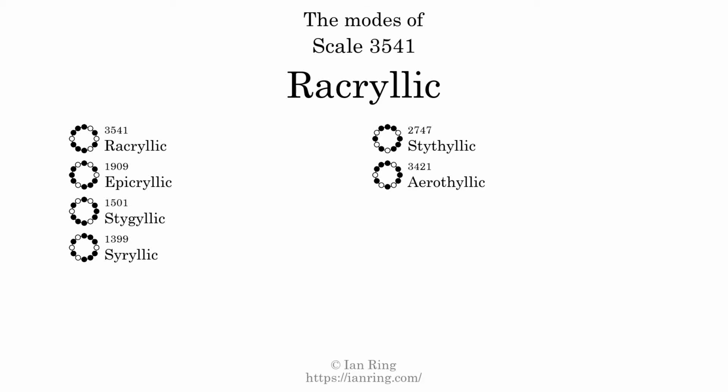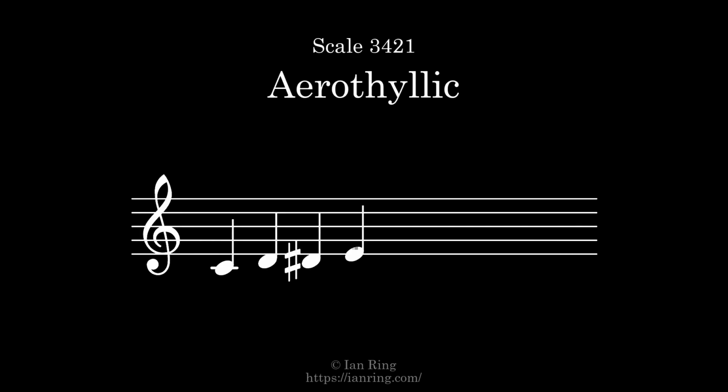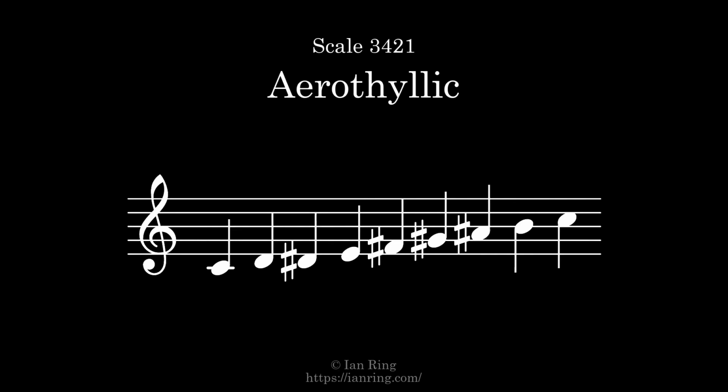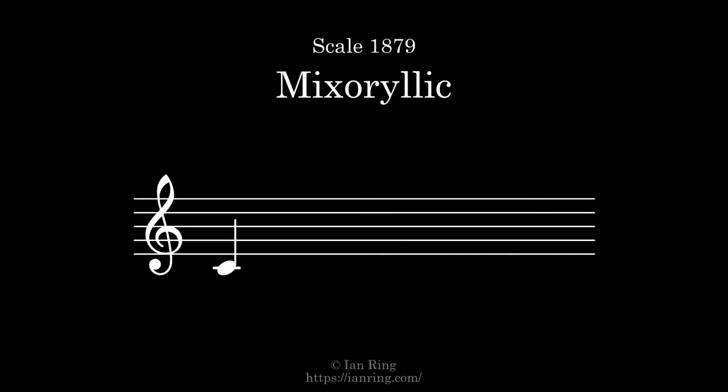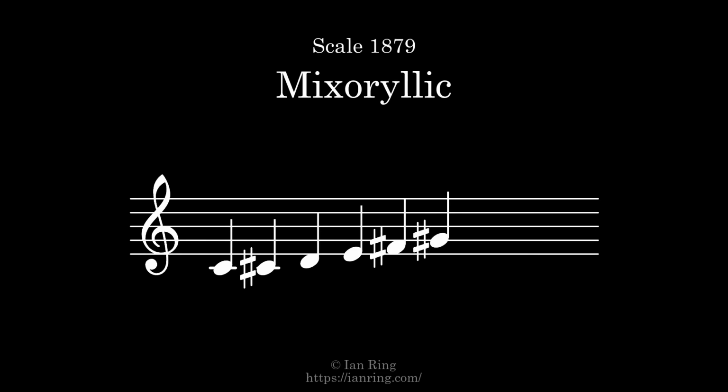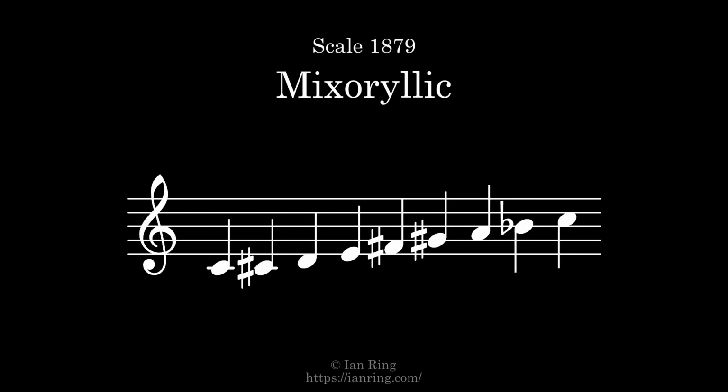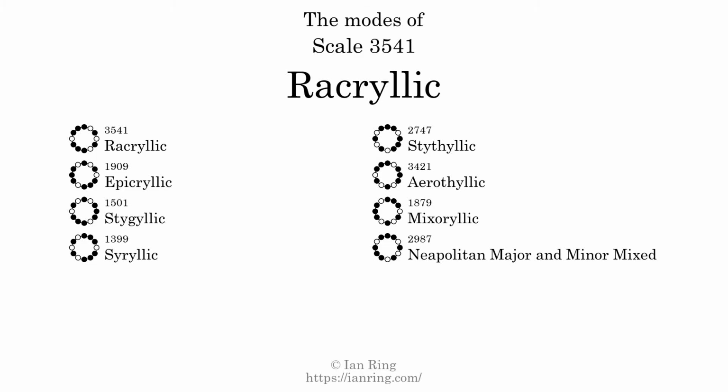The sixth mode is scale 3421, also known as Racryllic. It sounds like this. The seventh mode is scale 1879, also known as Racryllic. It sounds like this. The eighth and last mode is scale 2987, also known as Neapolitan major and minor mixed. It sounds like this.